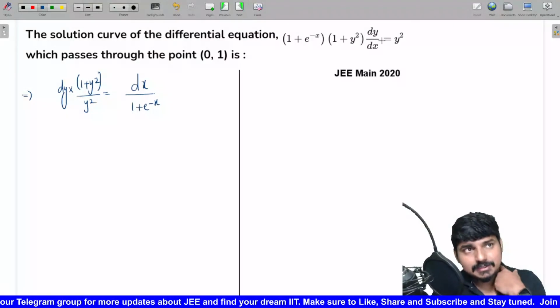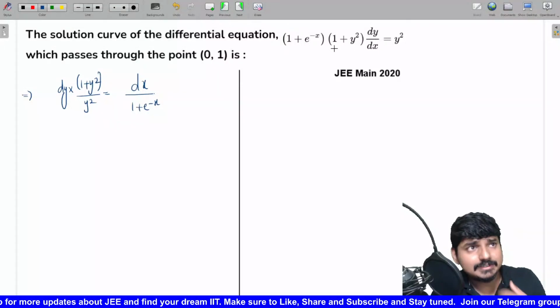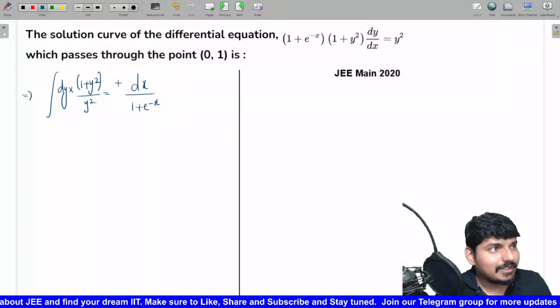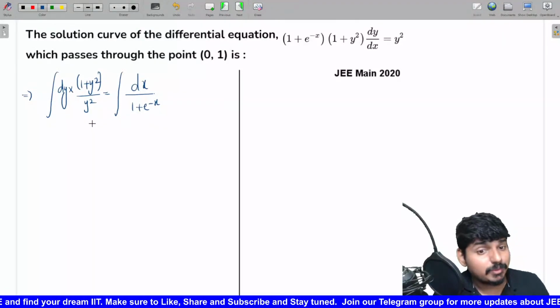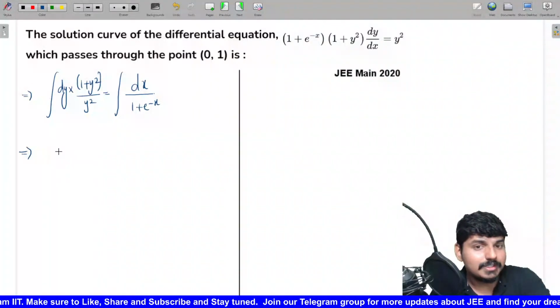So here you can see, with dy the y terms, and along with dx I have written down the x terms. Now let me integrate this on both the sides. So what am I going to get, everyone? Very simple.